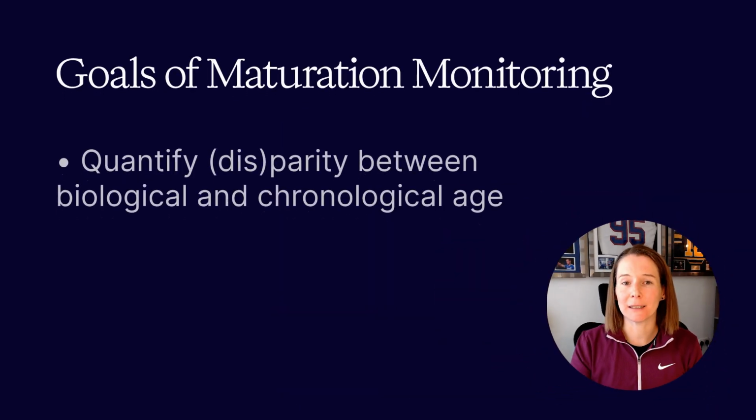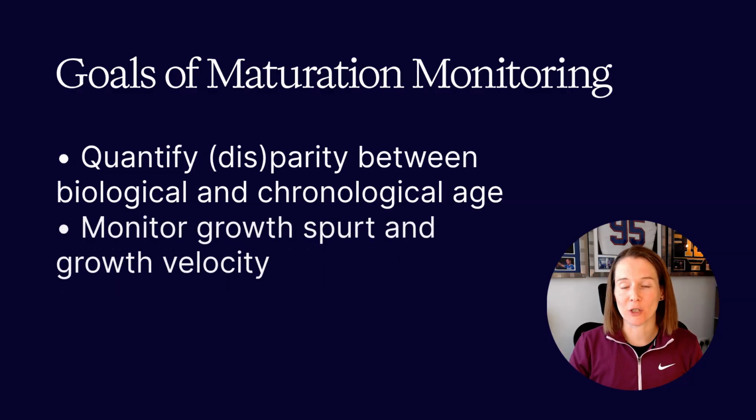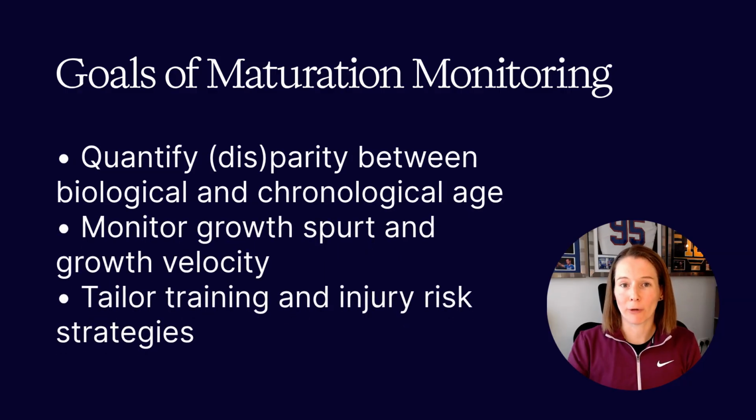So we have 3 key goals of maturation monitoring, all of which I think you'll see the Action Apps dashboard certainly deliver. And those goals are to recognize the disparity between biological age and chronological age in our athletes, to monitor their growth spurts and their growth velocity, specifically to understand objectively where they're at in relation to peak height velocity. And thirdly, then to use this information to help tailor our training and our injury risk mitigation strategies, as well as potentially this consideration of this for talent identification, athlete development, and particularly athlete selection conversations.